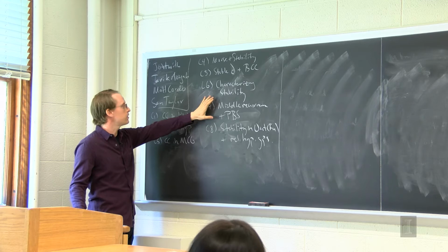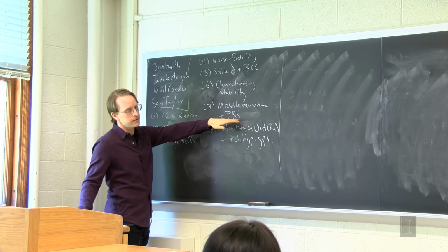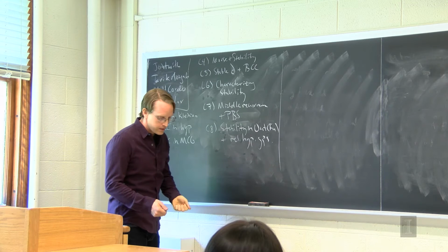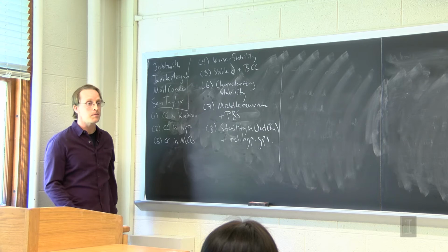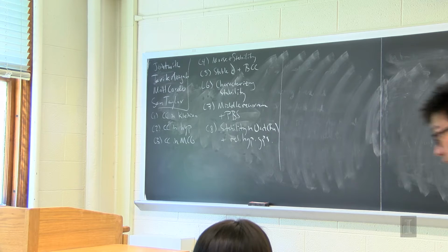And with work with Tarik Aougab and Sam Taylor, we have a different characterization of stability, which lets us prove a theorem, which I'll call the PBS theorem. It's a pulling back stability theorem we'll get to, which helps us determine when a subgroup of a group is stable just via the action of the ambient group on some other space, where we don't necessarily know a lot about the ambient group. Okay, so maybe none of that made sense, but hopefully by the end of this, some sense will be made.